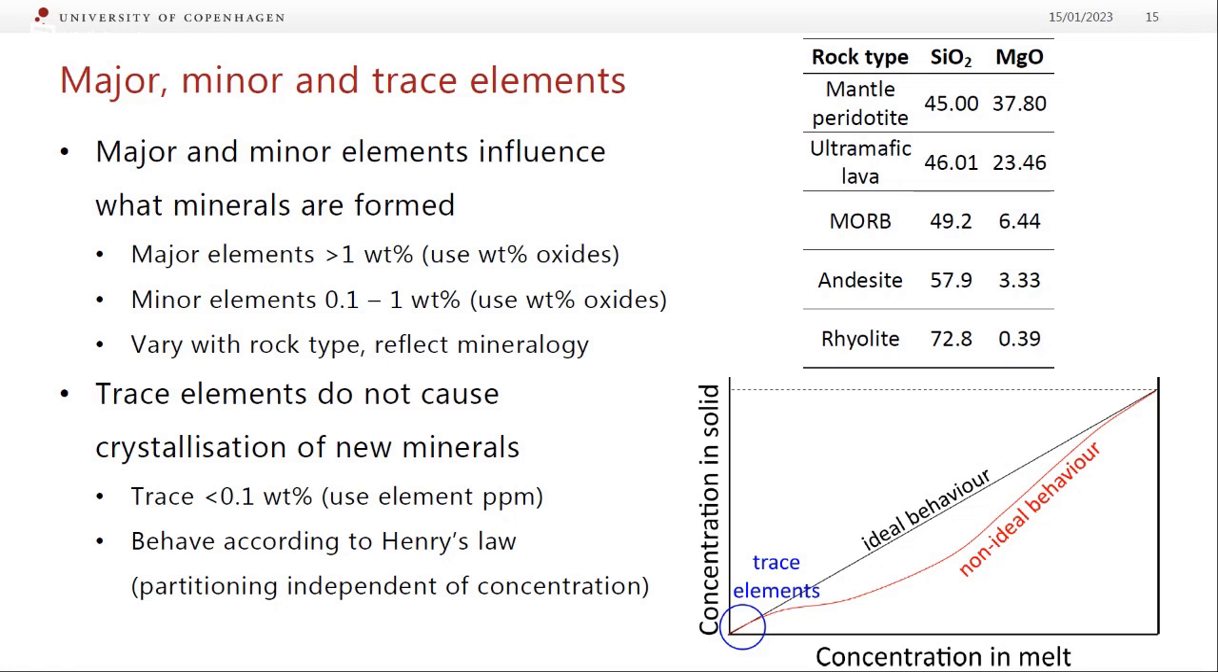The useful thing about trace elements is that because they have very low concentrations, they follow this thing called Henry's law. They basically approximate ideal behavior, and what that means is as we increase the concentration in the melt, the concentration in the solid goes up proportionally. This is useful because it means we can use partition coefficients.